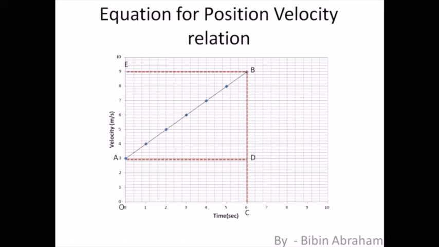Area of trapezium is half into sum of parallel sides. Now can you guys guess the parallel sides here? What are the two parallel sides here? Yes, AO and BC are the two parallel sides of the trapezium. See, AB and OC are not the parallel sides, but AO and BC are the parallel sides, right? So half into sum of parallel sides, that is half into AO plus BC multiplied by the perpendicular distance between them. What is the perpendicular distance between these two parallel sides? Yes, it is AD. AD is the perpendicular distance between them.